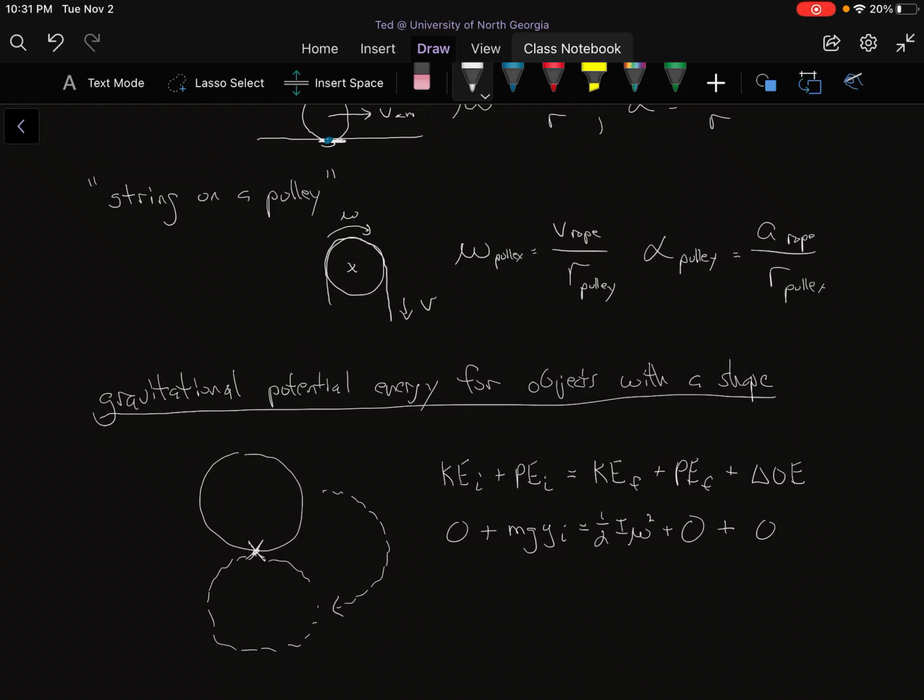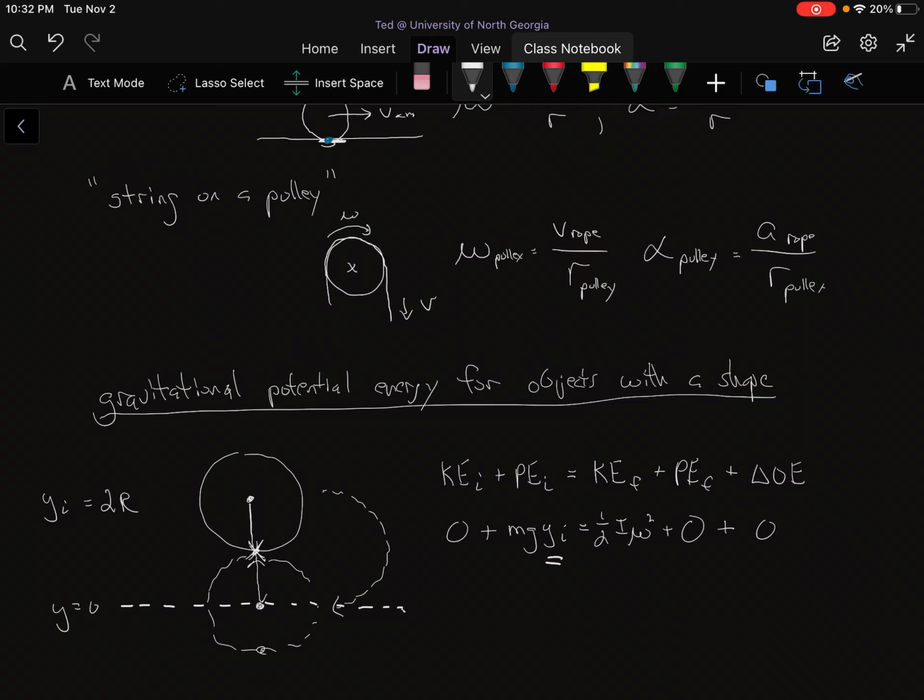Okay, but the trick is, what's the initial height and what's the final height? What we have to do is measure the center of mass of these objects. So the center of mass is right here. So I'm going to label that as y equals 0 at the bottom. So then how high is this ball when it's at the top? Well, in this case, we've got the radius of the ball here, and we've got another radius of the ball there, so it looks like y initial is equal to 2 times the radius of the ball.